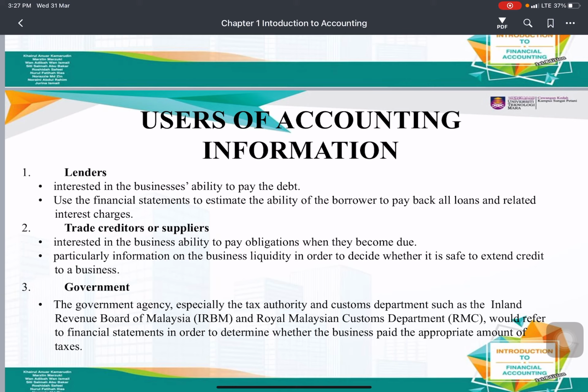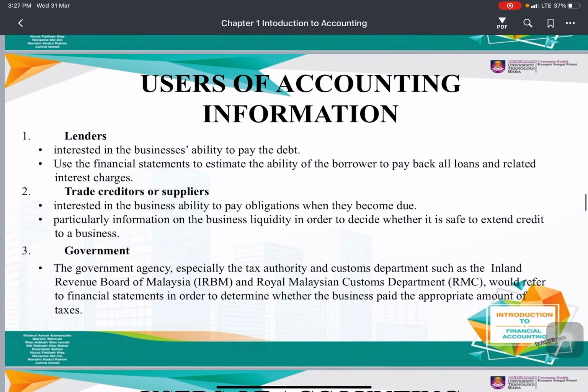All right, trade creditors or suppliers. So here, creditors means that if you purchase something from a creditor and you are not able to pay cash, this is the creditor. Lenders, just now number one, is actually where you borrow money from them.